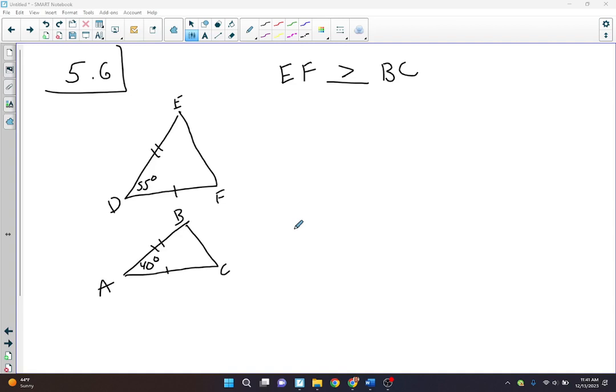Wait, Miss Total. Yes. That means that EF would be larger. Yes, because it has the bigger angle.